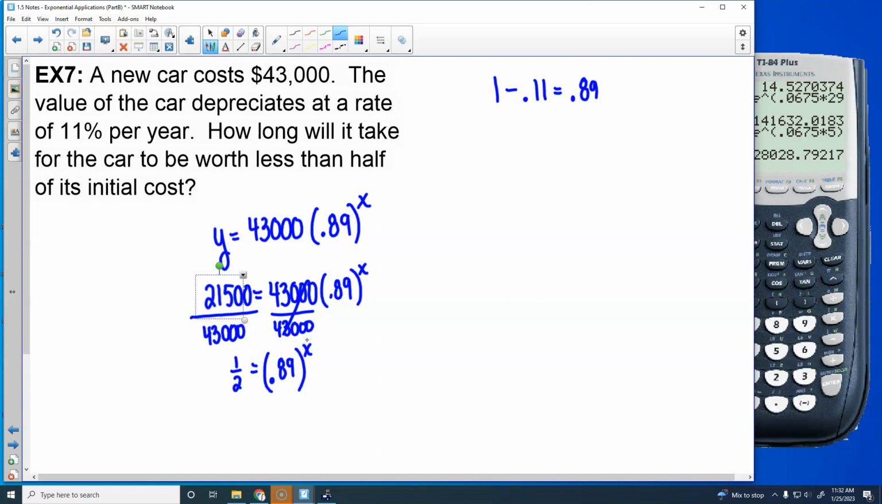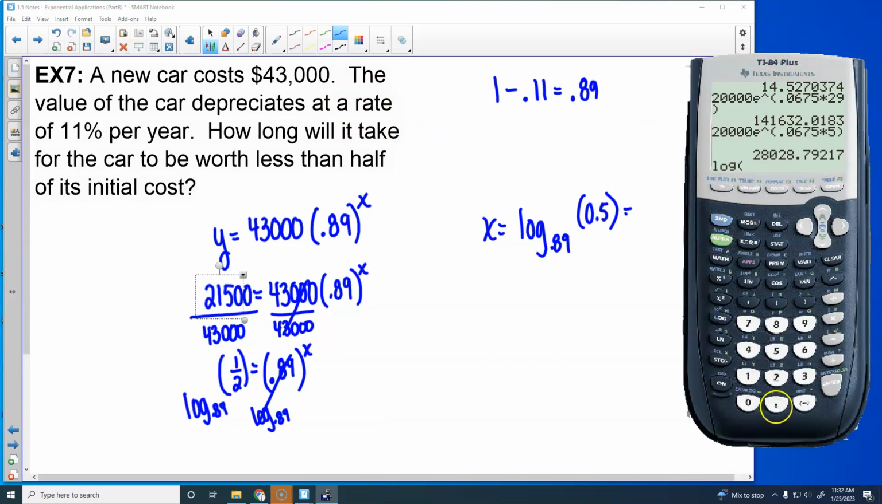Okay. How do I get rid of that 0.89? Log with a base of 0.89. So my x is going to be log base 0.89 of 0.5, which is log of 0.5 divided by log of 0.89. And we get 5.948.